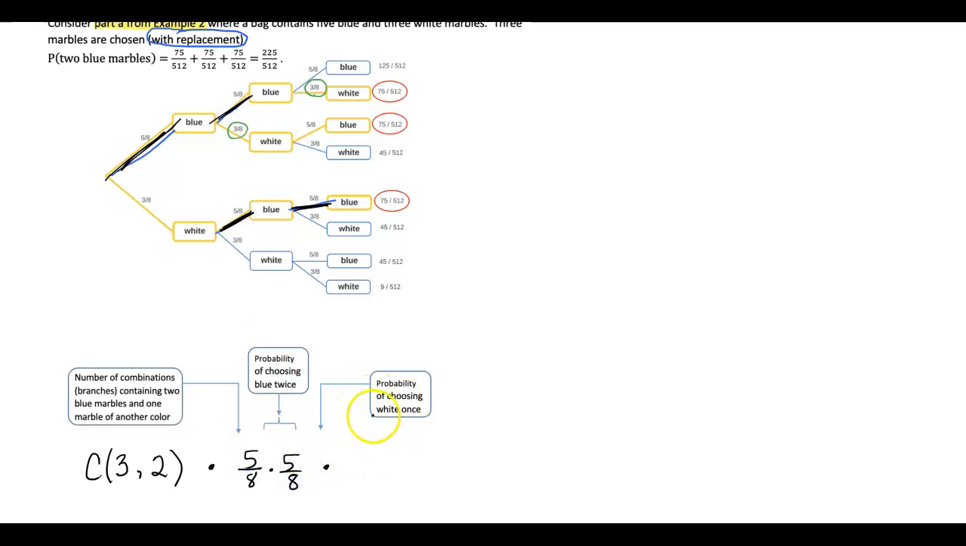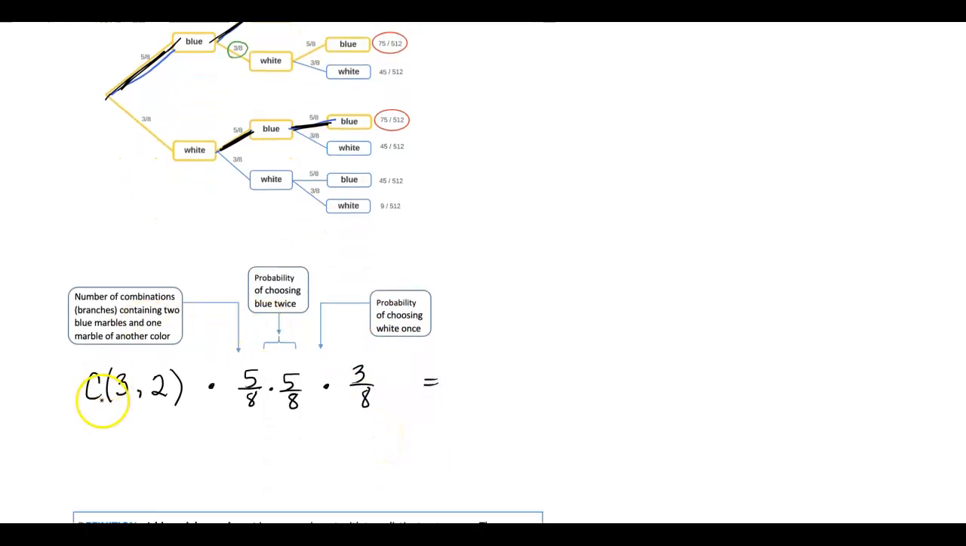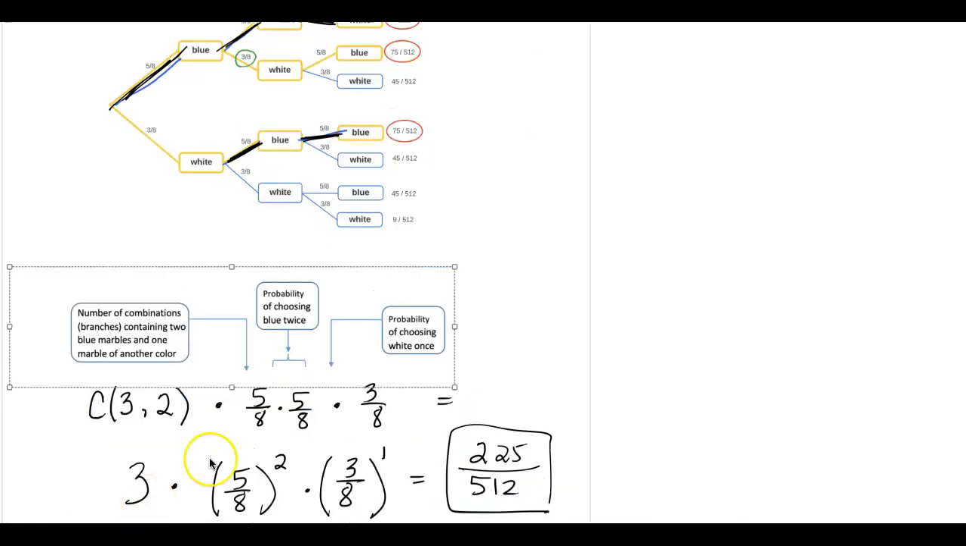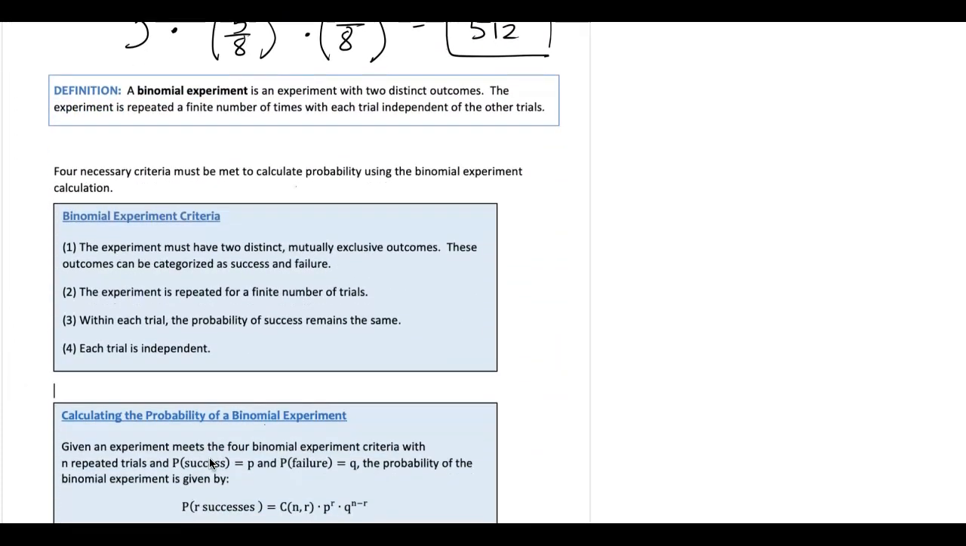We also have 1 branch that's a white marble, and the probability of the white marble is 3/8. And if we calculate the combination of 3 choose 2 marbles to be blue, that gave us 3 branches. The probability of 2 blue marbles is 5/8 squared times the probability of 1 branch being white, 3/8. We end up with the same answer of 225 out of 512. Let's take a look at another way to calculate that same problem.